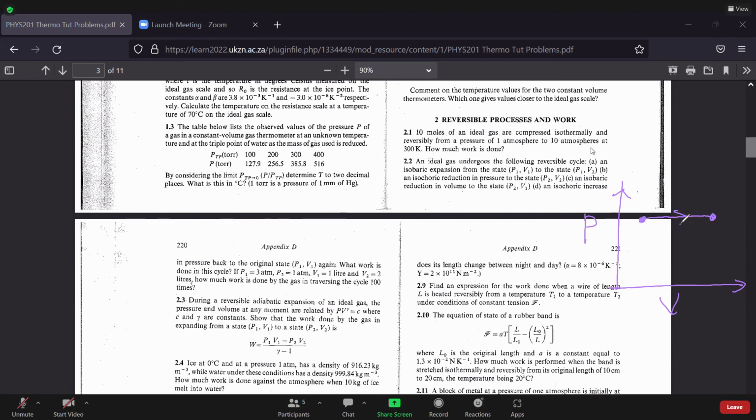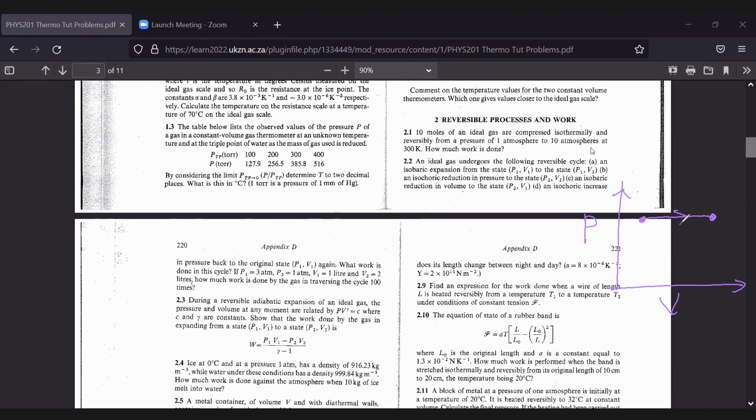Okay, the next bit is an isochoric reduction in pressure. So it looks something like that. Okay, and then an isobaric reduction in volume. So that looks something like that. Okay, and then an isochoric increase in pressure. So that looks something like that. Okay, so if you want to find the net work done, that is this bit in here.